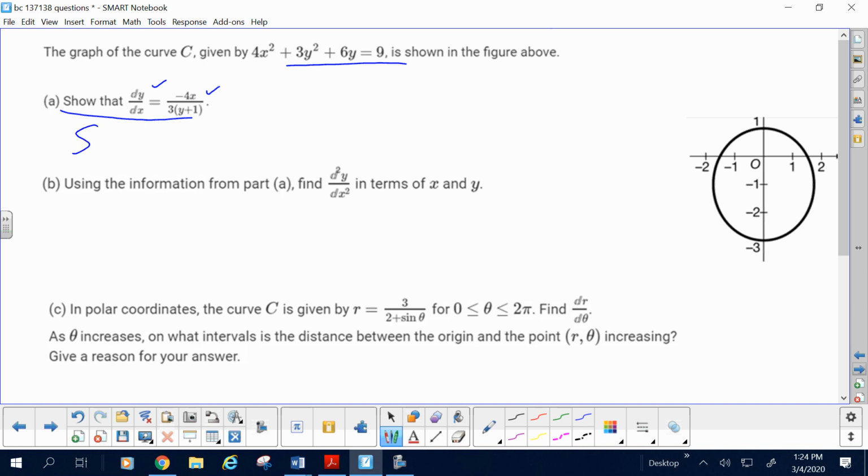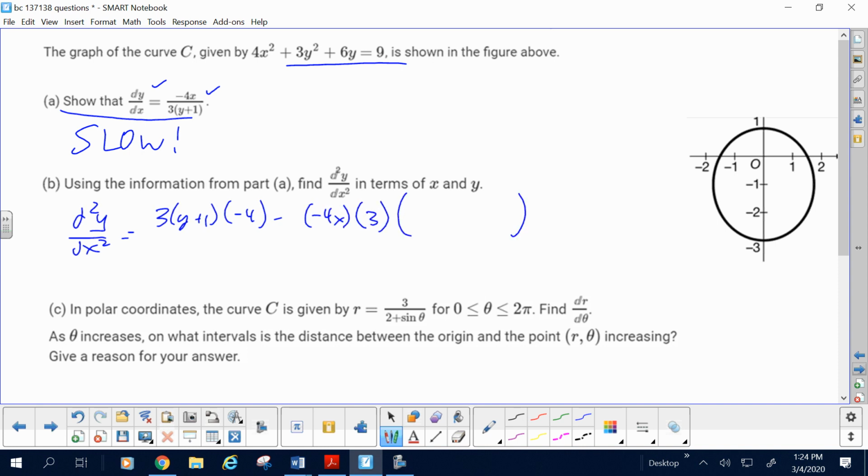Okay? Be careful. Second derivative, I simplified mine not at all. And so here's my second derivative, totally unsimplified. I have 3 times y plus 1 times negative 4 minus negative 4x times 3 times the derivative, which I substituted in, negative 4x over 3 times y plus 1, over the square of what's below, 3 squared times y plus 1 squared. Okay? So as long as yours is equivalent, you should be good to go. Are we good there?